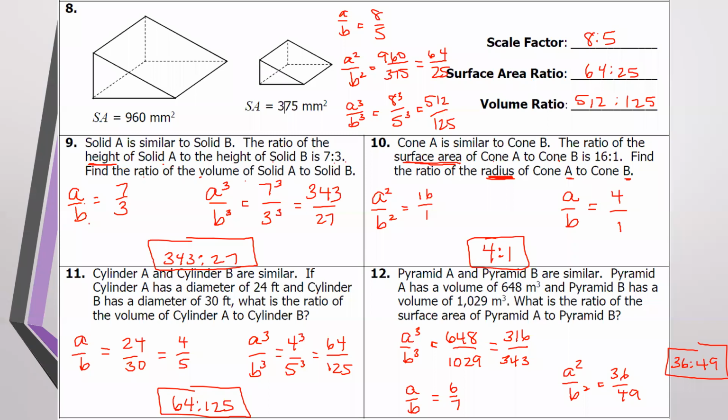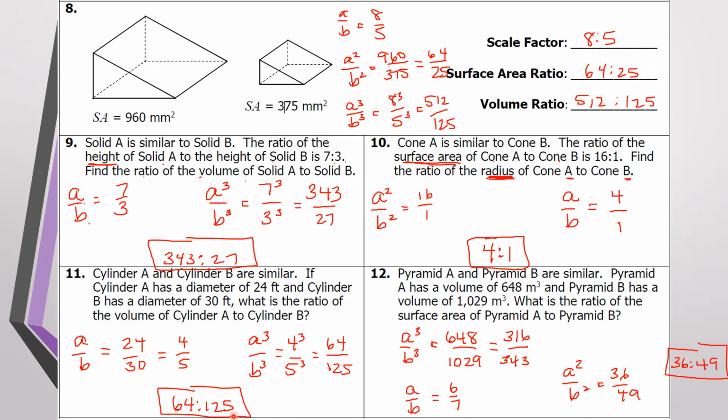All right, for number 11, you should have gotten 64 to 125. So they give you the diameter of cylinder A and the diameter of cylinder B. Diameter is a linear length, so that's your ratio of A to B. Well, 24 over 30 can be reduced, and it reduces to 4/5. So now that I know the 4 over 5 is the scale factor, I can find the ratio of the volume. Volume is A cubed over B cubed. Well, A was 4 and B was 5. So A cubed over B cubed is 4 cubed over 5 cubed, 64 over 125.